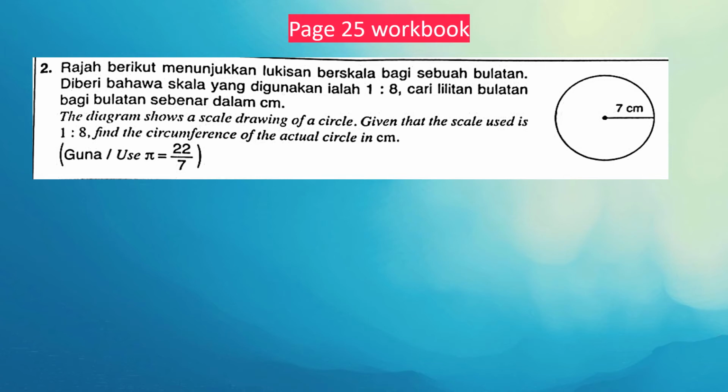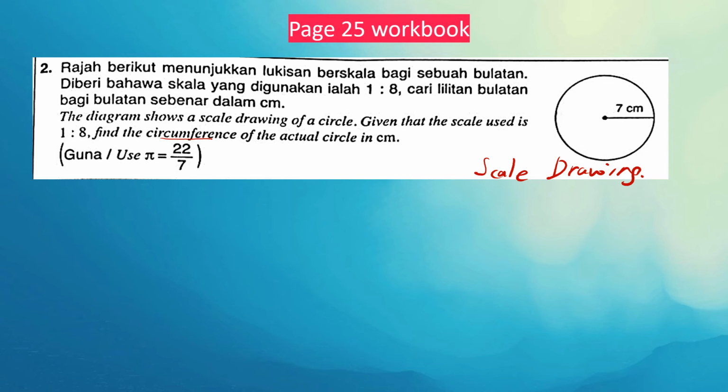Okay, the exercise on page 25 from your workbook. Let me read it for you. The diagram shows a scale drawing of a circle. Given that the scale used is 1:8, find the circumference of the actual circle in centimeters. Use pi equals 22/7. So this is not the original diagram, this is the scale drawing.